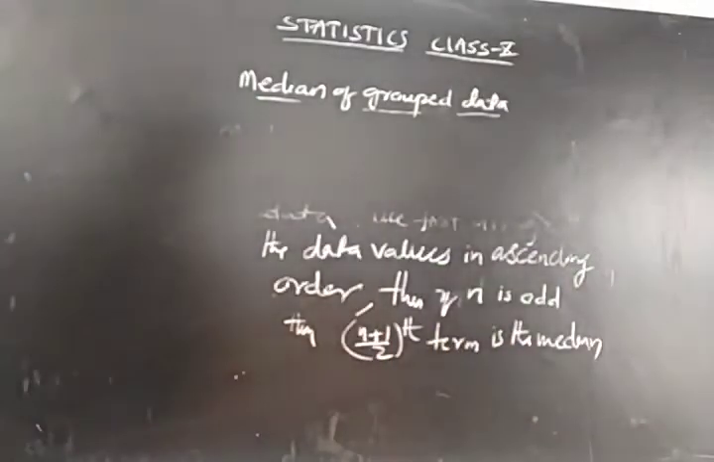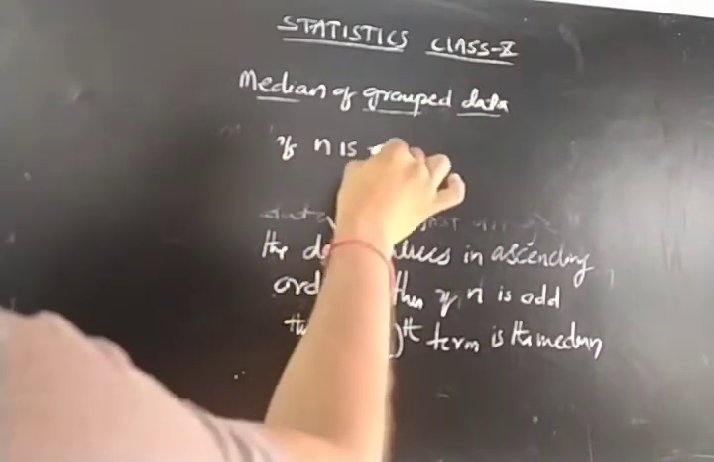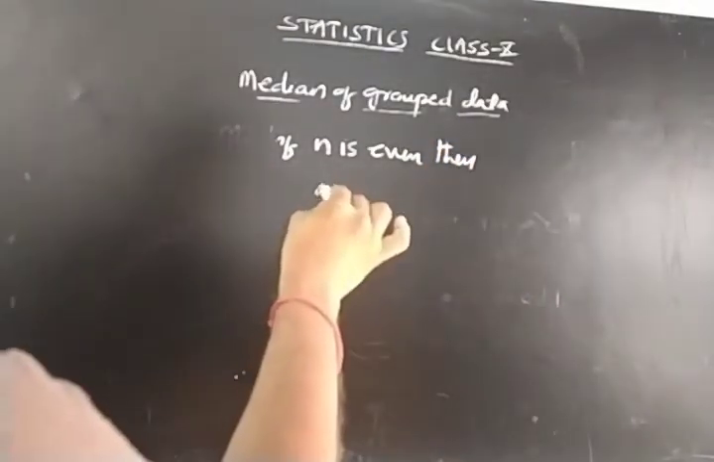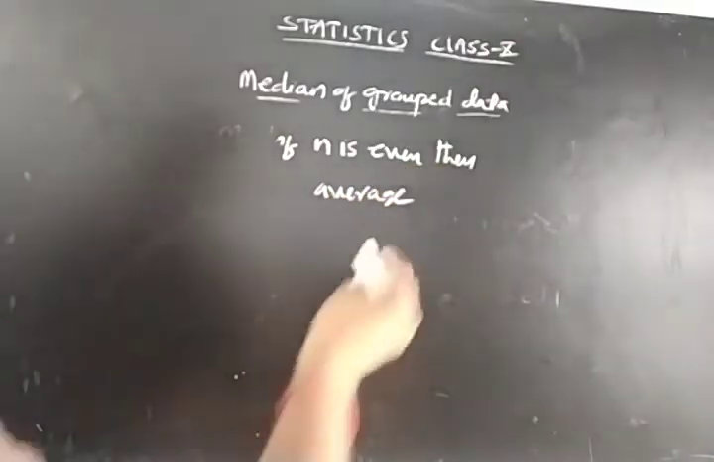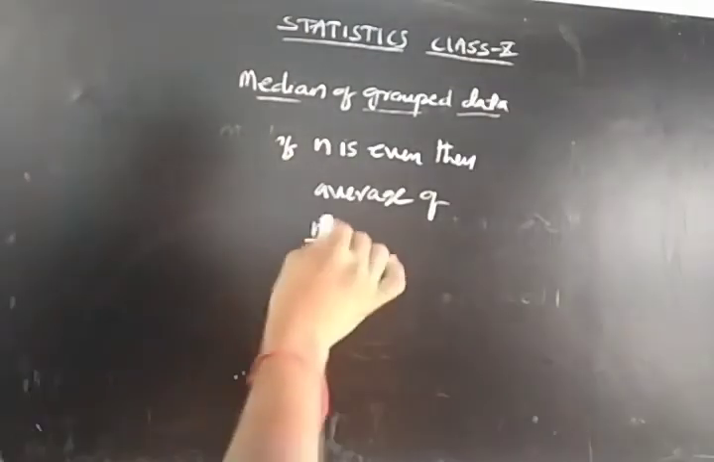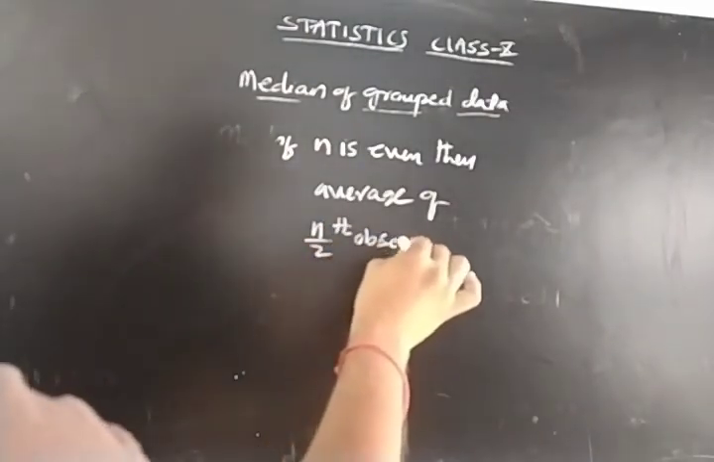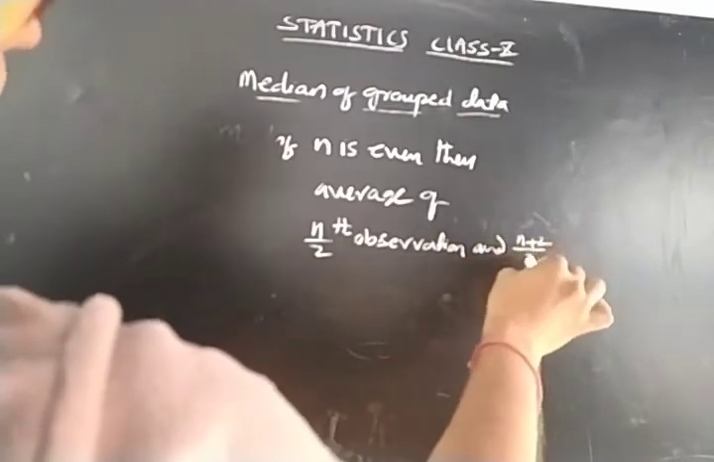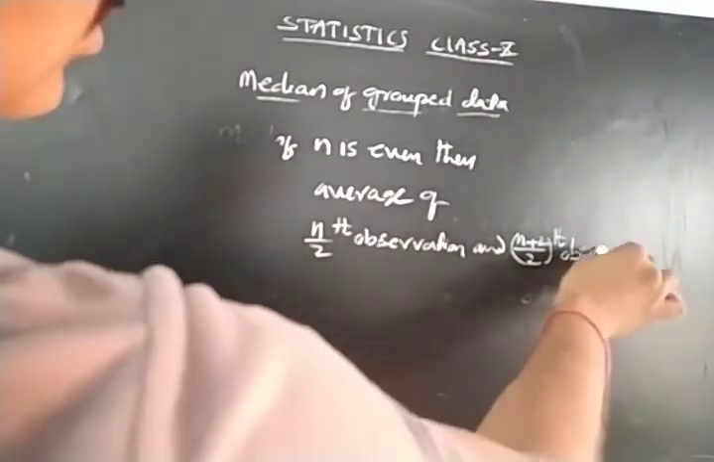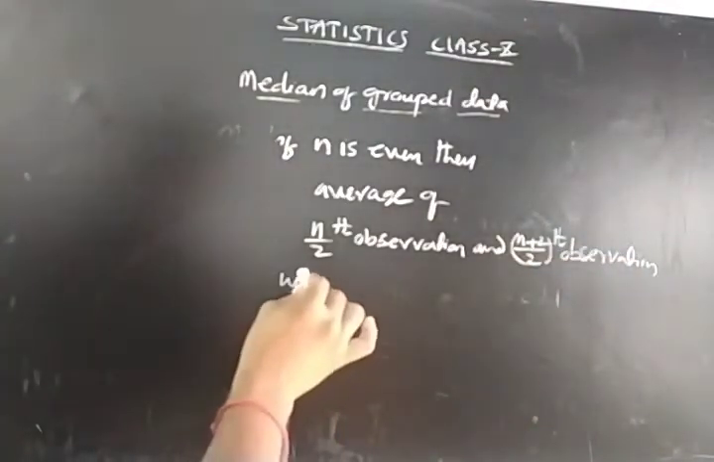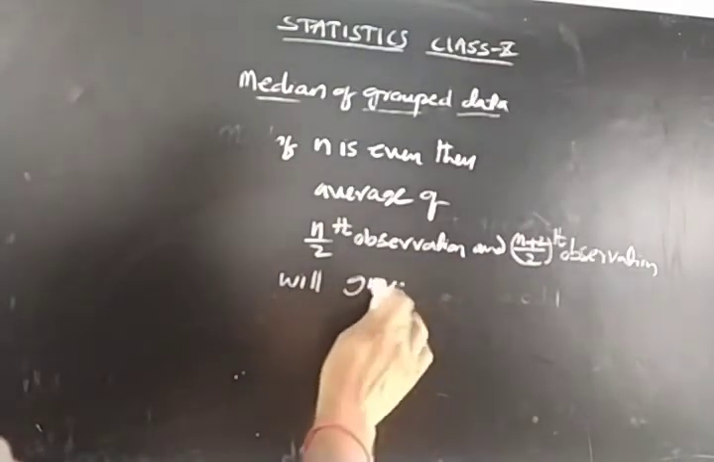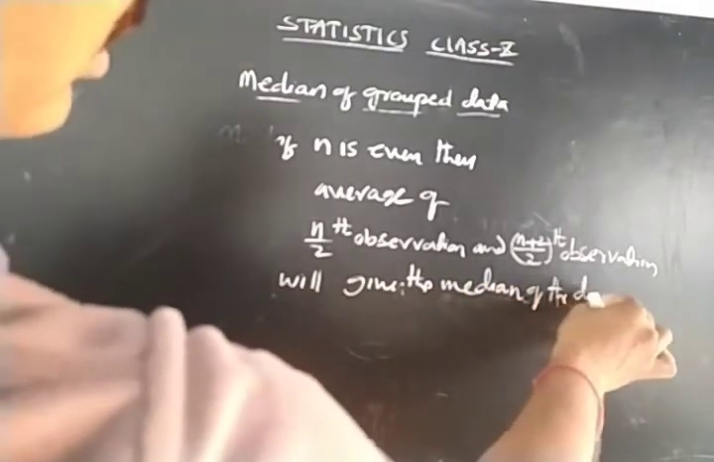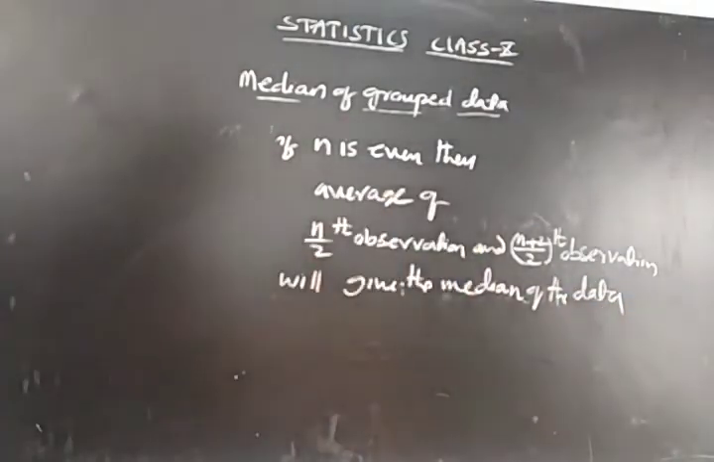If n is even, that is, if the number of terms is even, then the average of the n by 2th observation and the (n plus 2) by 2th observation will give the median of the data. Okay. If you have the raw data, use this information.